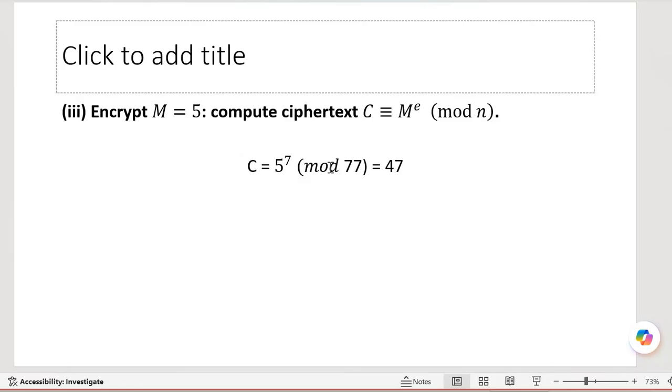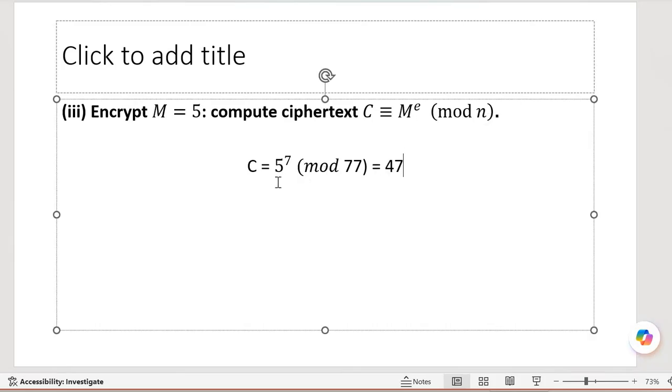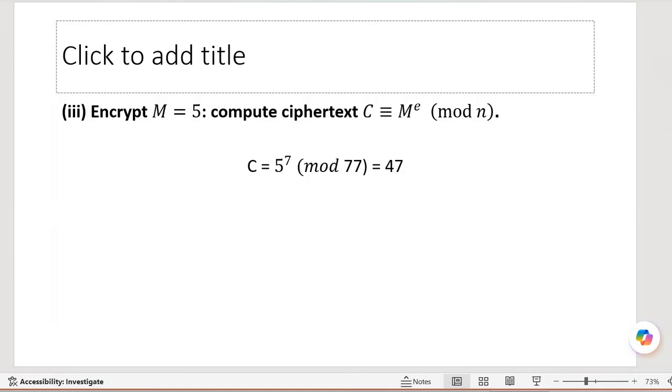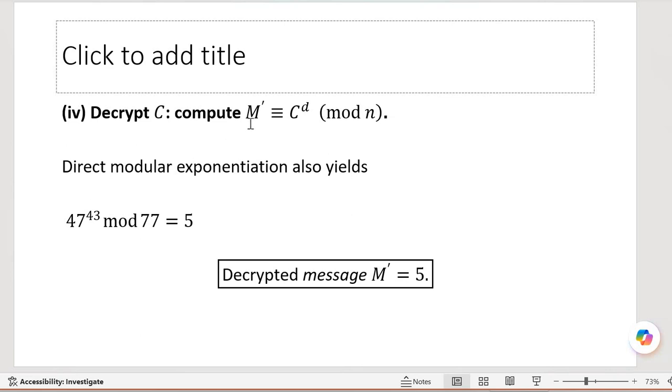You can use a calculator also, there is no problem. So 5 to the power 7, then mod 77, is 47. This is your ciphertext, it means encoded text. Now you can use your keys to decrypt it. How do you decrypt? You have to calculate m dash, which is c to the power d mod n. This equation we will be using.